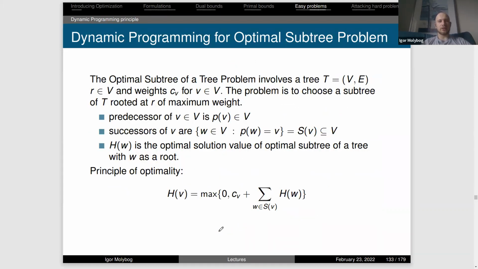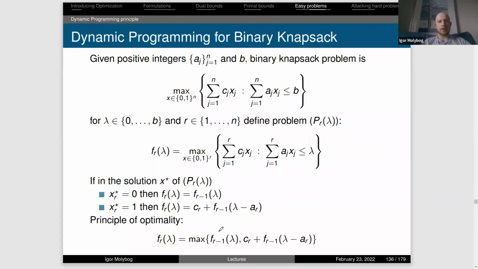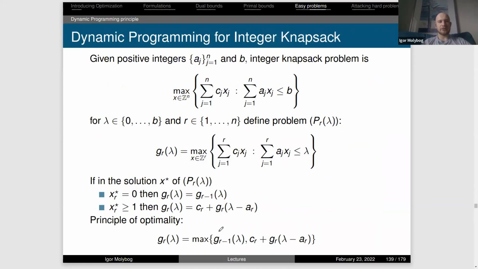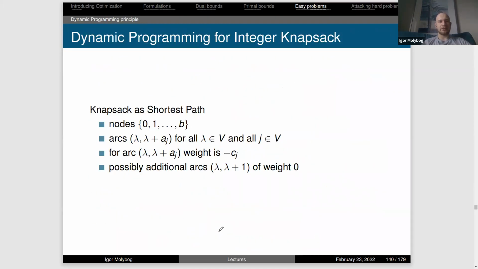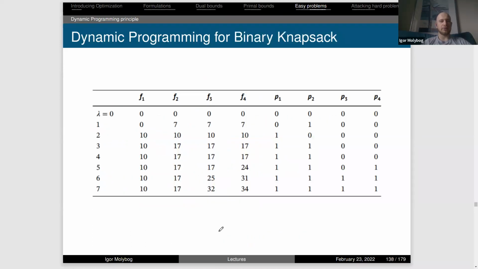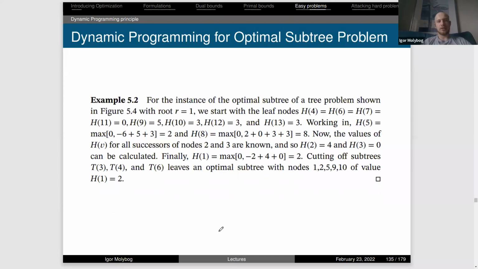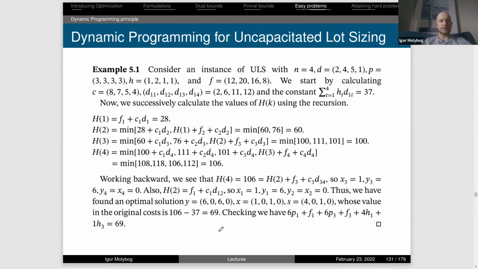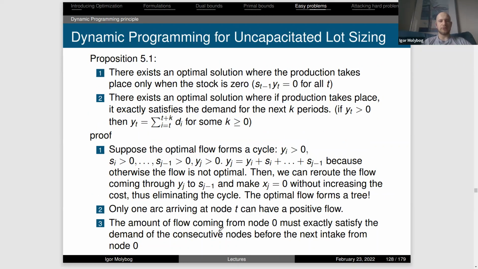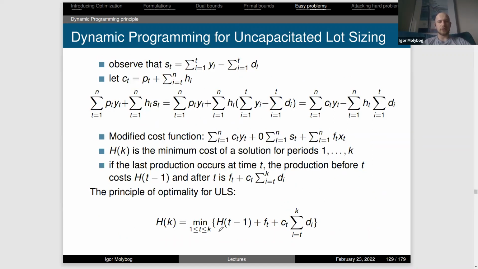We have considered the optimal subtree problem, the binary knapsack problem. So these are the examples that are quite important, and I will make sure that there is something about a dynamic programming problem too in the exam. So most probably the question is going to be something like: formulate the principle of optimality for this particular problem, and then you need to come up with a recursive expression of this form, for example.